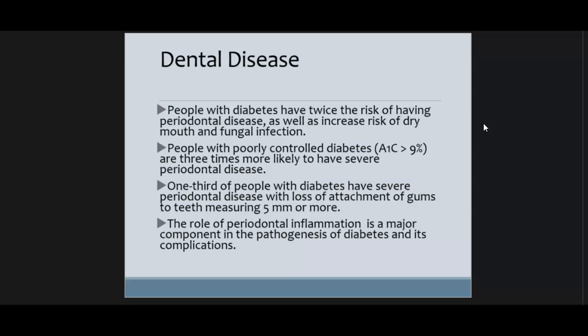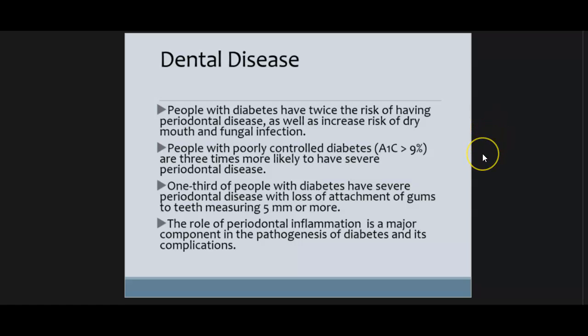Not only that, but they also have to worry about things like chronic dry mouth and chronic fungal infections, candidiasis. Because of this compromised immune system and this environment in their mouth, they have a tendency to have a much higher rate of things like Candida albicans overgrowth.